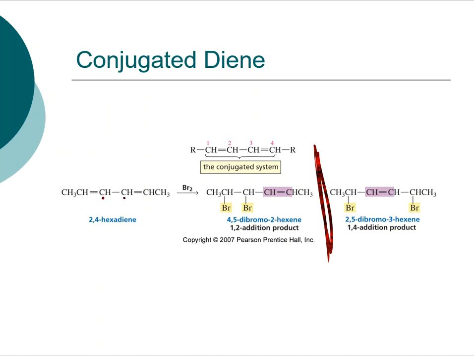So the double bond is going to break. That's what you see here, single bond. And a site of attachment will open up there and there. That's bromine and bromine because we're adding Br2 with DCM.